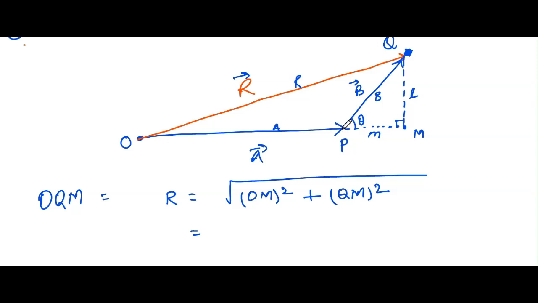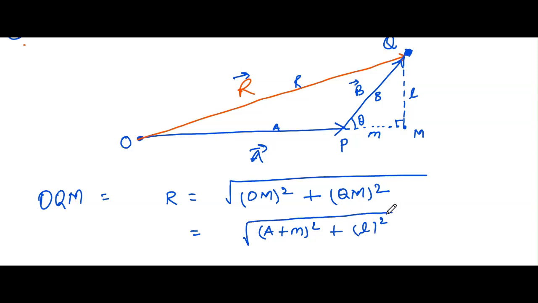Up to here we have a known quantity, which is the length of this vector A. So OP plus PM. We can write it as A plus M whole square, and then we have QM, which is L whole square, and this whole thing is under the square root.